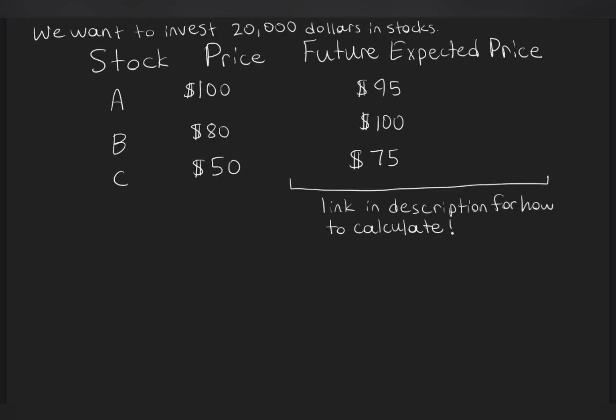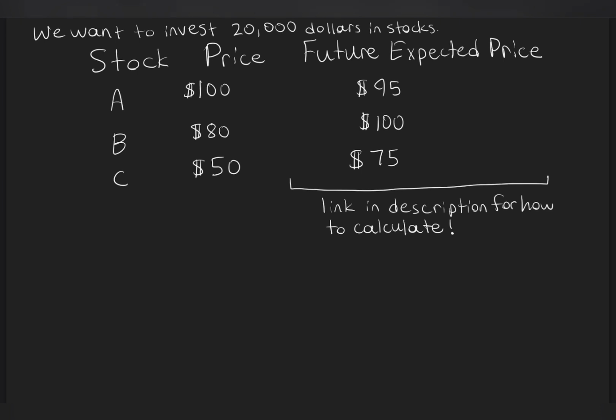Okay, now let's get down to the problem. We want to invest $20,000 of our hard-earned money in stocks. We have three stocks that we're looking to buy: A, B, and C. The price of stock A is $100, the price of stock B is $80, and so on. You know how to read the table.